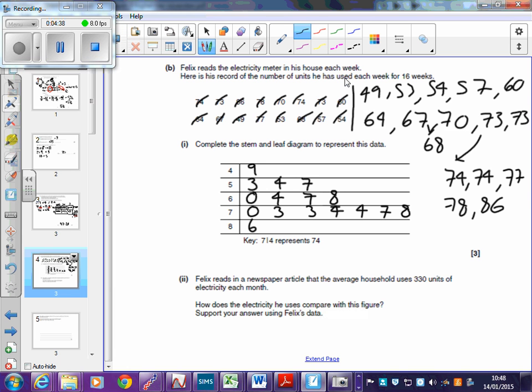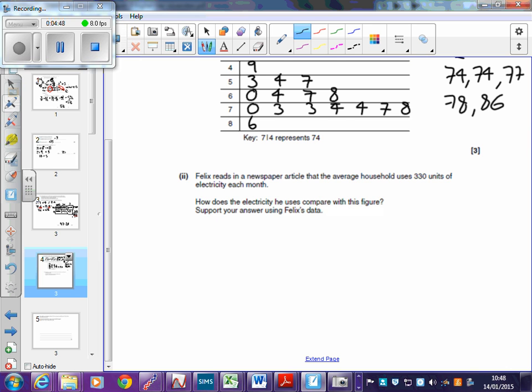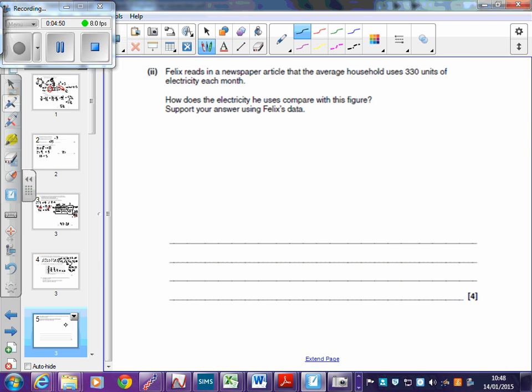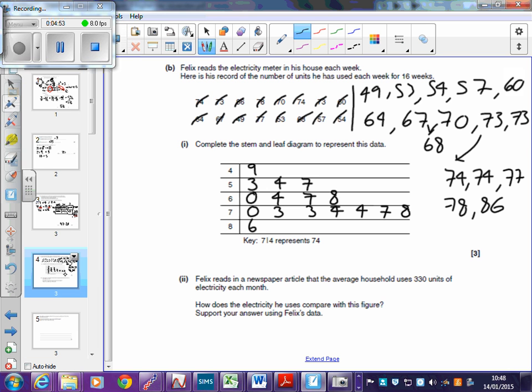Felix reads a newspaper article that the average household uses 330 units of electricity each month. How does the electricity used compare with this figure? Support your answer using Felix's data. To compare the average amount, we can use any of the three averages, the mean, median, or the mode. If it's stem and leaf, you want to be looking at the median because it is the easiest to find.